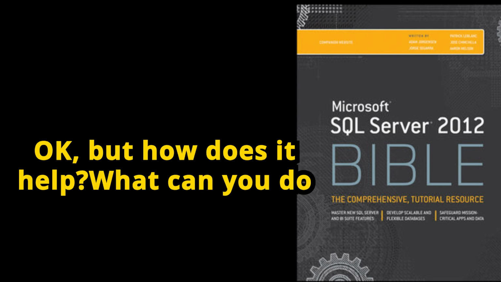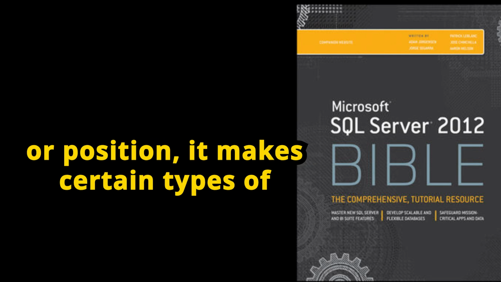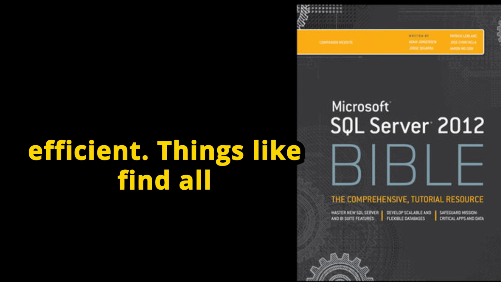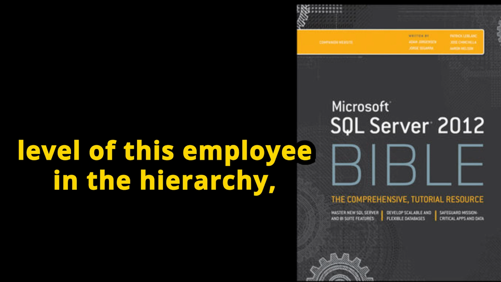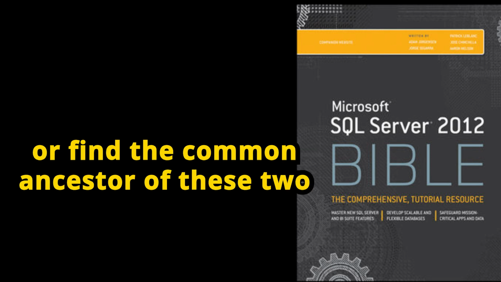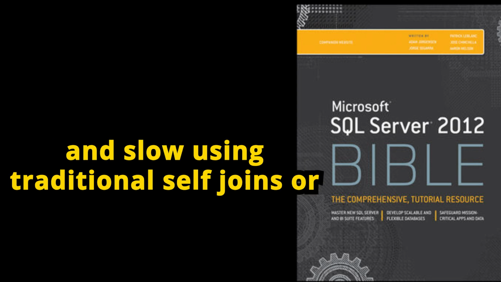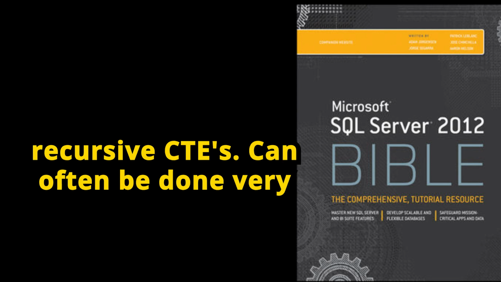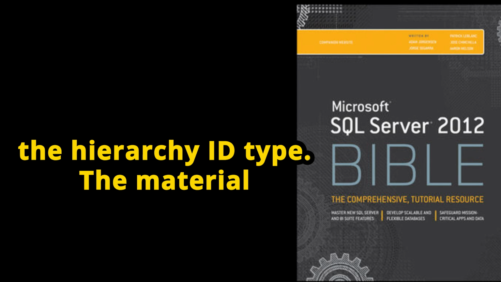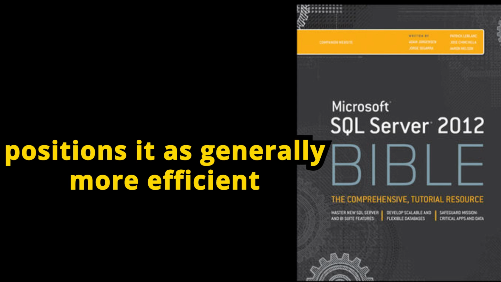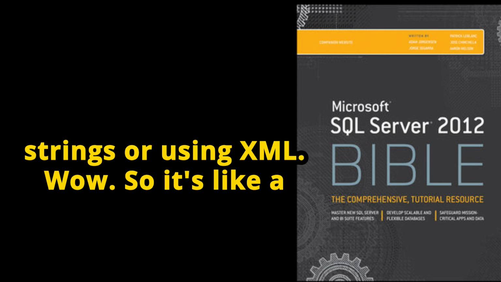Okay, but how does it help? What can you do with it? Well, because it encodes the path or position, it makes certain types of hierarchical queries incredibly efficient. Things like find all subordinates of this manager, find the level of this employee in the hierarchy, or find the common ancestor of these two nodes. Queries that can be really complex and slow using traditional self-joins or recursive CTEs can often be done very efficiently with the built-in methods of the hierarchyid type. The material positions it as generally more efficient and performant for these tasks than alternatives like storing paths as strings or using XML.